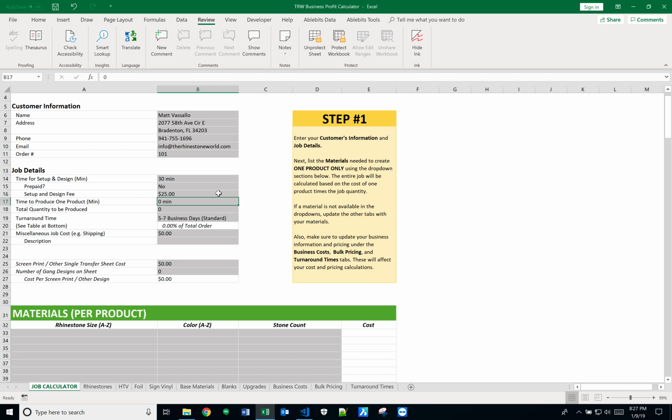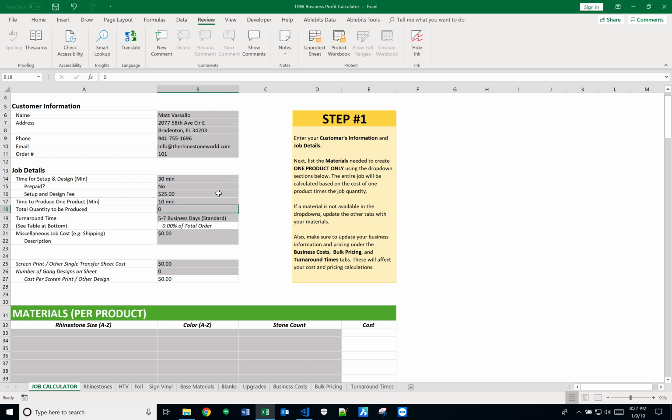Okay, next, time to produce one product. Again, if you're just starting out, you might think it's not taking you very long to produce a product. It's a good idea to time yourself, to figure out exactly how long it's taking you, right? So for this order, let's say on average, it's taking us about 10 minutes to do a single shirt, okay? And this information is per product here, so time to produce one shirt.